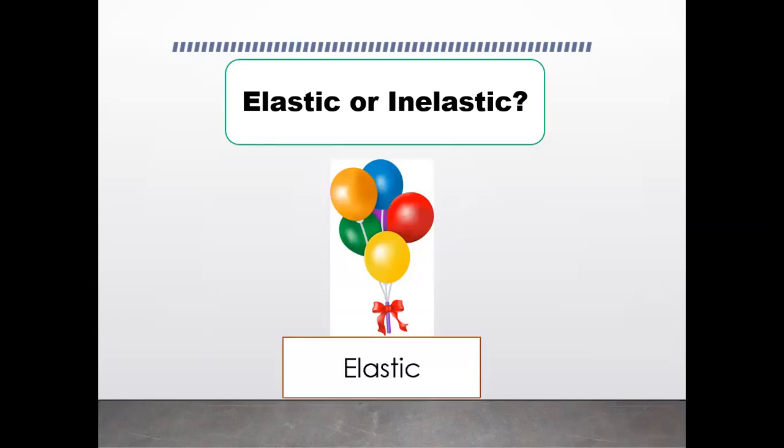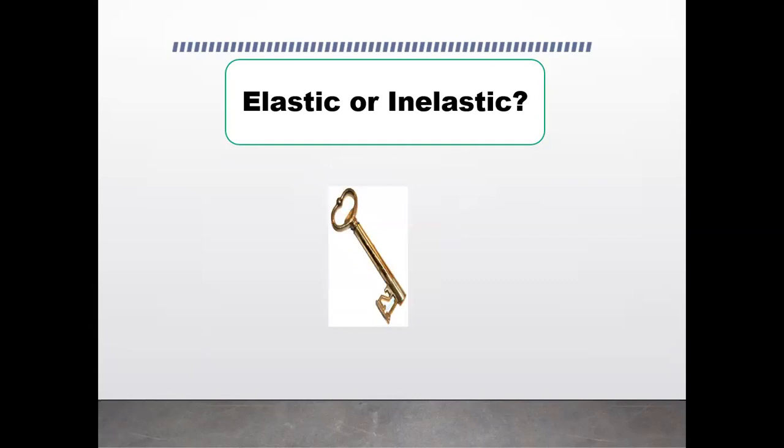Elastic. Why? Because, for example, the balloon in the beginning was a small one, and then you blow it and it became bigger, so it is stretching up. So it is elastic material. What about this metal key? Can you stretch it? No, this is its shape. You can't stretch it, so it is inelastic.